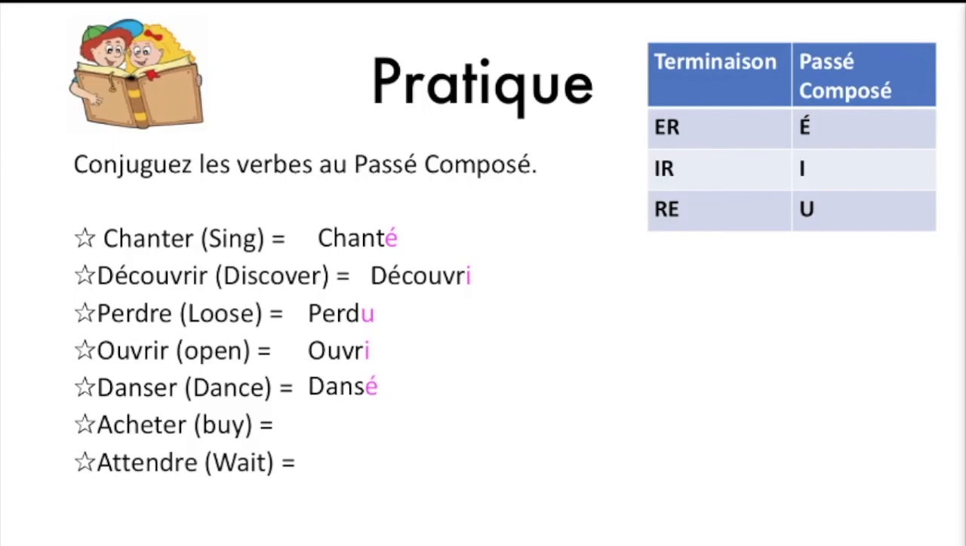Danser. And then we have acheter, to buy something. Once again, we have another ER verb, so we're going to change that ER for E accent aigu, and we have acheté. And the last one we have is attendre, which means to wait. It is an RE verb, and we are going to change that RE for a U, and we have attendu.